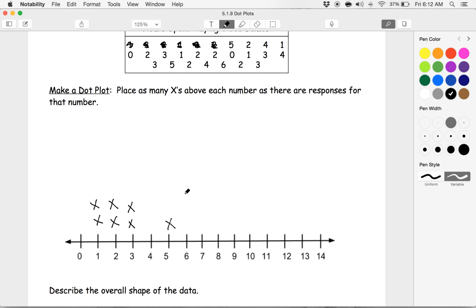I'm going to put another X above 2, cross out 2. Put an X above 5, cross out 5. X above 2, cross out 2. X above 4. And we're just going to keep on doing this all the way till we run out of numbers.